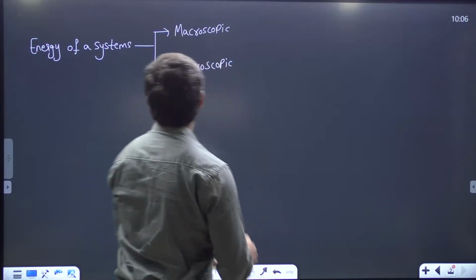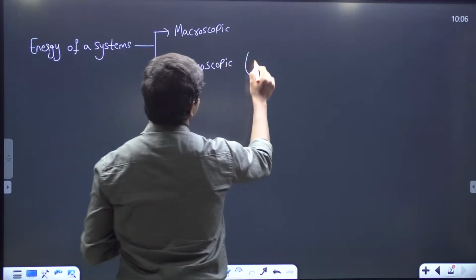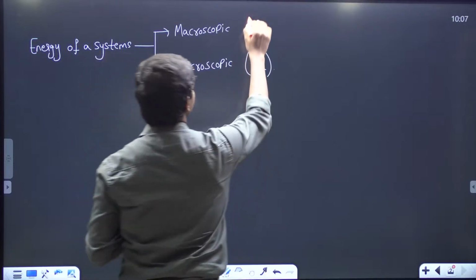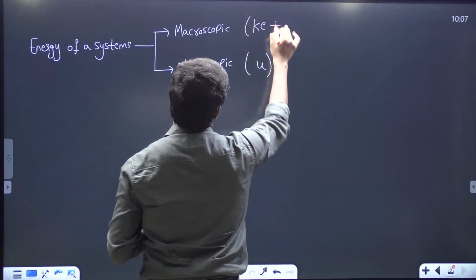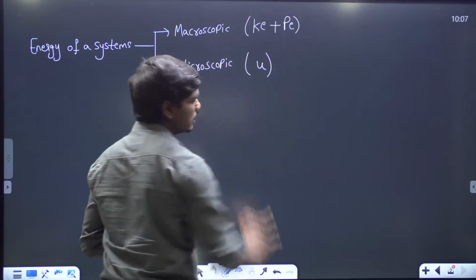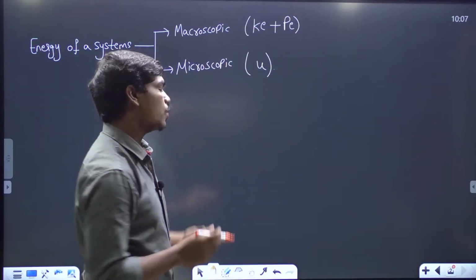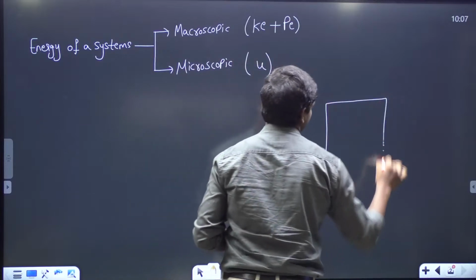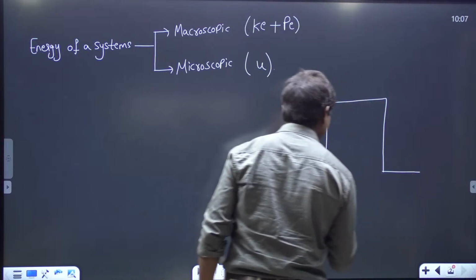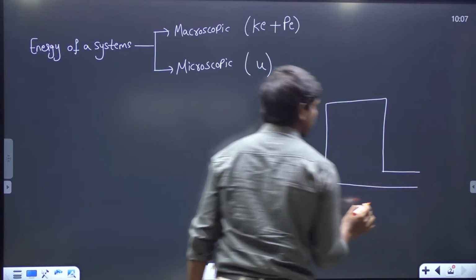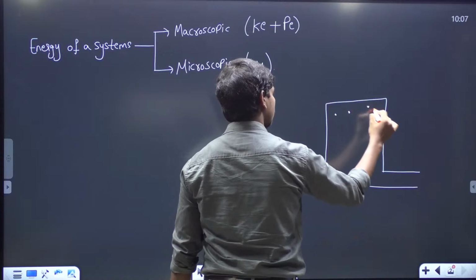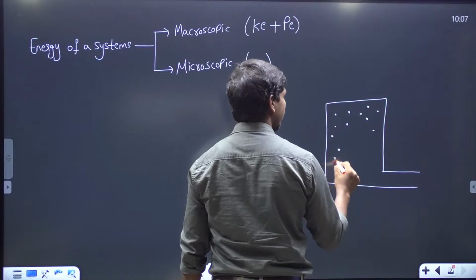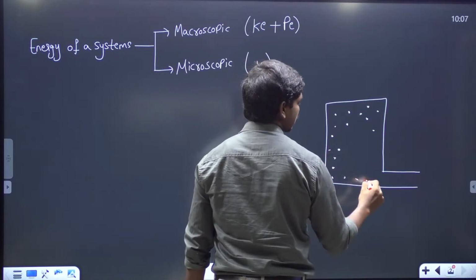So please check that. For microscopic energy, we came to the conclusion called internal energy, correct? Whereas for macroscopic energy, we came to the conclusion KE plus PE, kinetic energy and potential energy, that the system has as a whole. I told you one diagram, if you remember. For example, if this is a system having some mass, let us suppose there is some gas here, some fluid. It can be gas or liquid, it doesn't matter.